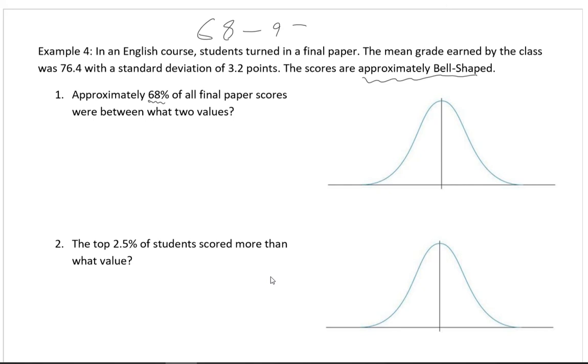Well, if I write my empirical rule, 68, 95, 99.7%, if I'm asking for approximately 68%, that means I'm looking for one standard deviation away, where the mean is 76.4 and the standard deviation is 3.2. Well, on my graph, I have 76.4, and if I go down one standard deviation, 3.2, I get to 73.2, and if I go up one standard deviation of 3.2, I get to 79.6.